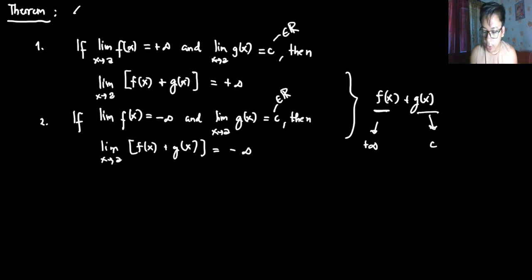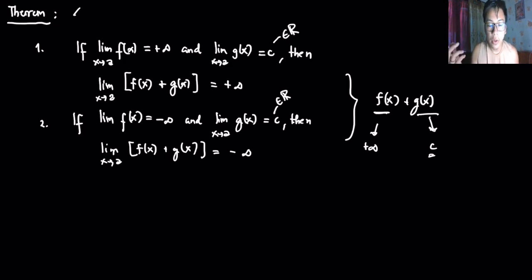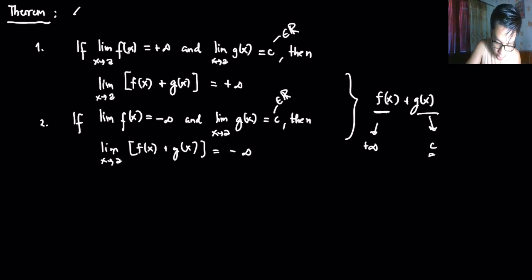So if this first function has a limit of infinity, and then the second function has a limit of any real constant number, then according to number 1, the result is positive infinity. For the second one, it says that if the limit of the first function is negative infinity, then the entire thing is negative infinity. That's it. Okay, so let's consider an example here.